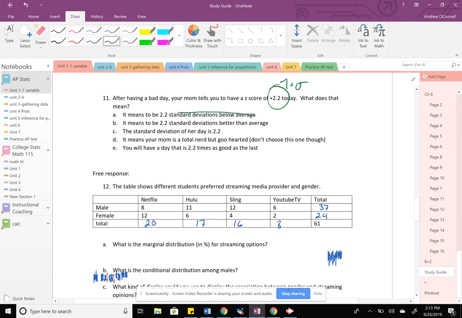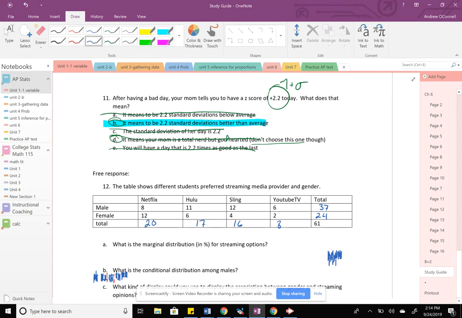So it does not mean below average. B is the perfect answer. C does not tell you what the standard deviation is. And D is another good answer. It means that your mom is a total nerd, but good-hearted. Don't choose this one. And you will have a day that is 2.2 times as good as the last. It's also a wrong interpretation. For real, B is the one that you'll want to know for that.